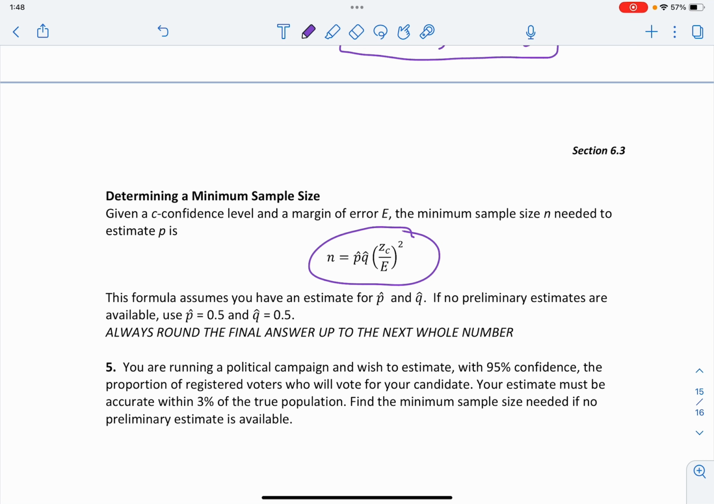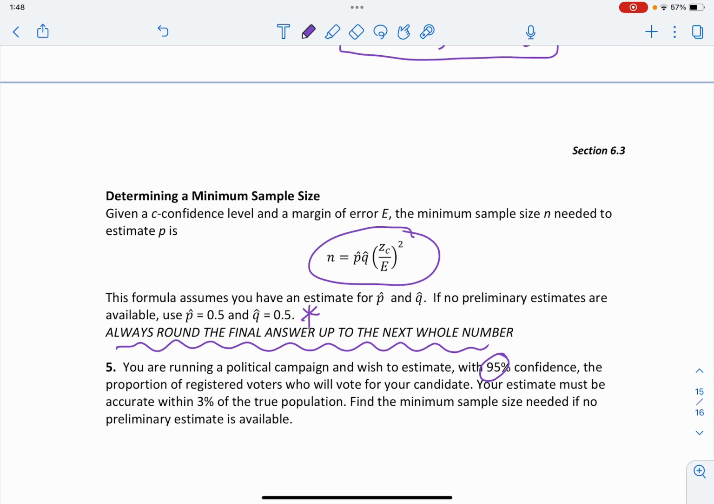And what do we put in for p hat and q hat? If we don't have any preliminary estimates, sometimes we don't, then we can just use 50% for each one. Otherwise, we can use what's given. And then again, we're always going to round up to the next whole number.